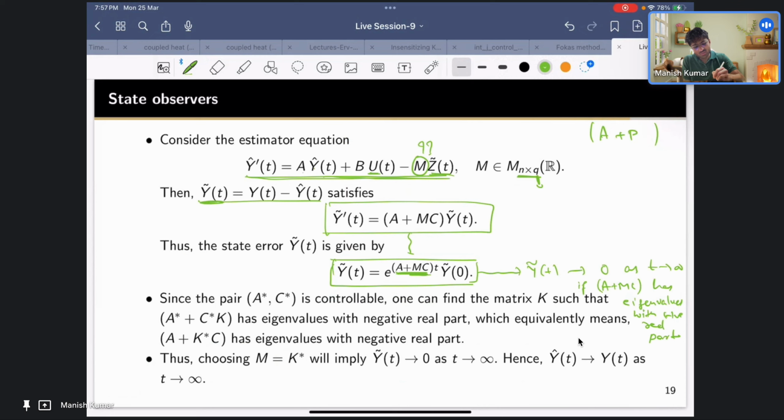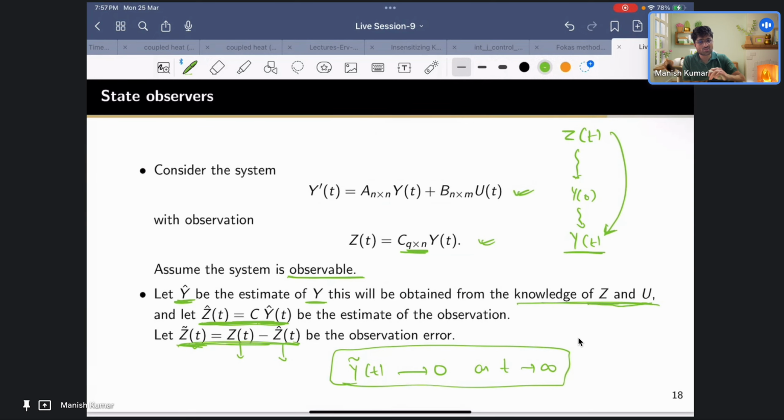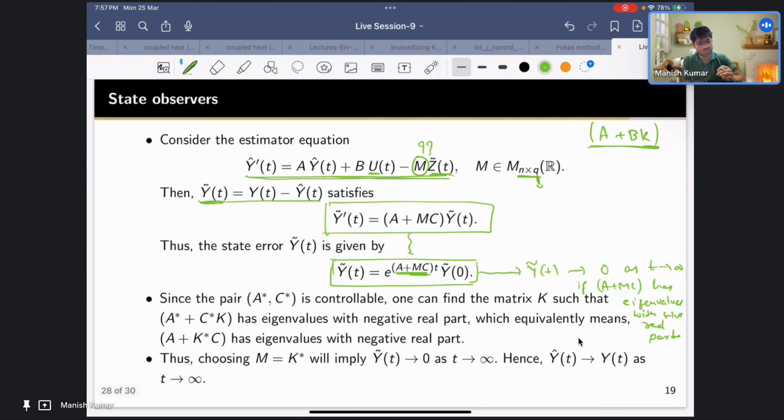You see, this A plus BK is when we were talking about the control problem. But now when we are talking about observability, when we are observing the things, when we are in an observable system, and not the controllable system, we are trying to understand this kind of matrix A plus MC. Now you just do the adjoint kind of thing. If you take the adjoint or transpose, you will get A star, K star, B star, right?